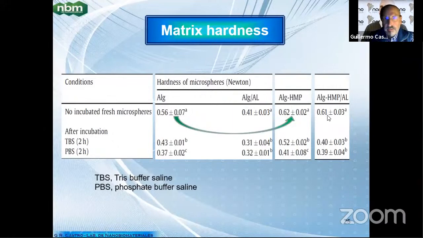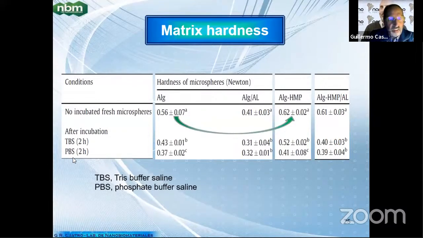So also with alginate lyase, there are no changes at all. When we use Tris buffered saline, the hardness diminishes in 2 hours. They diminish the hardness, which is good because in this case the structure of the microparticle just tries to dissolve.